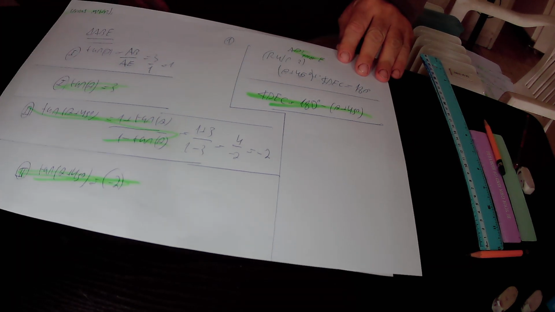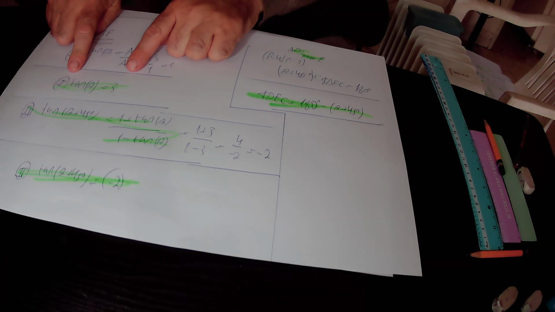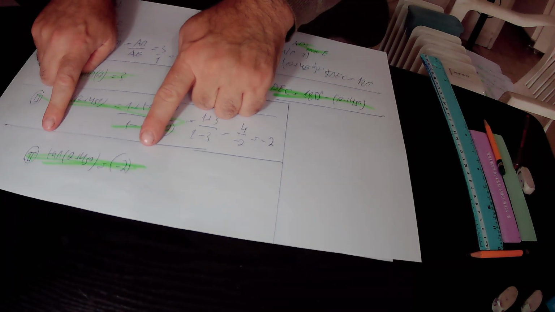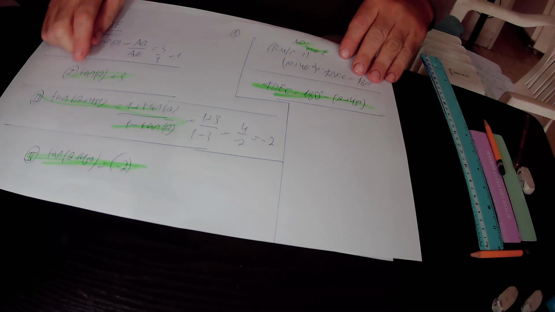So according to equation 1, tangent theta equals 3, and according to equation 2, tangent of theta plus 45 degrees equals minus 2.